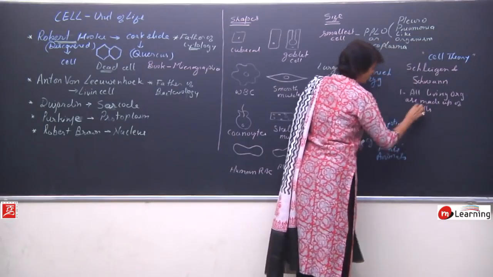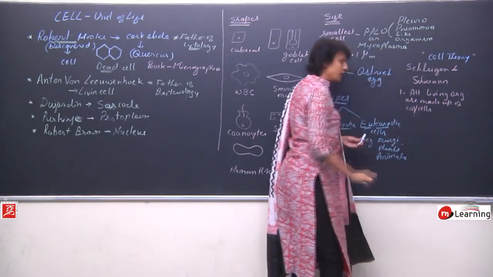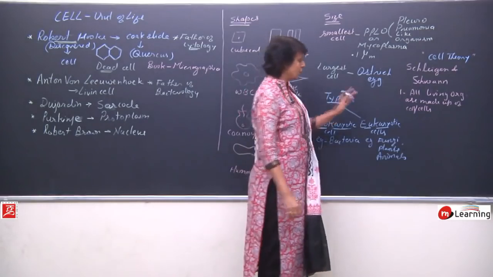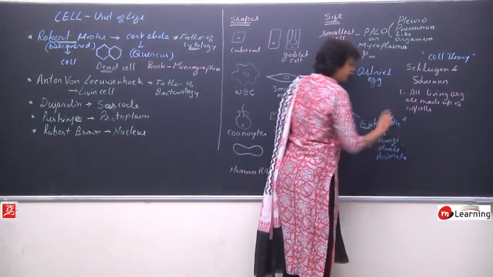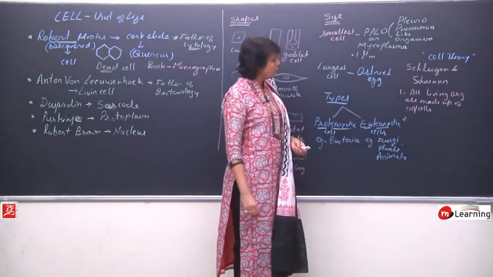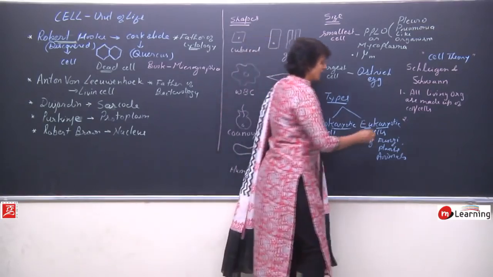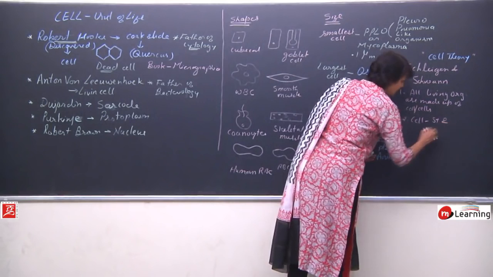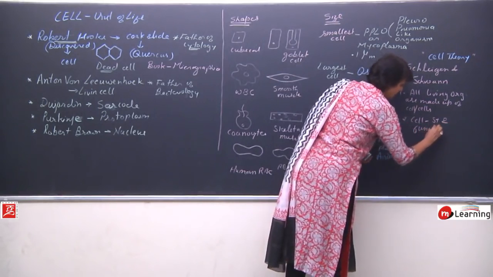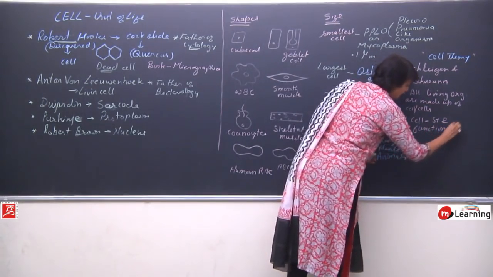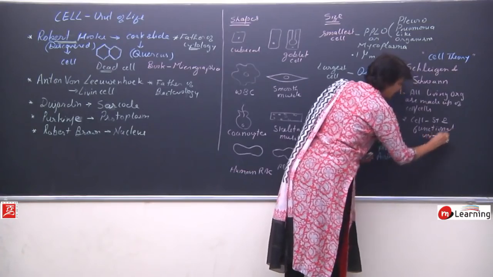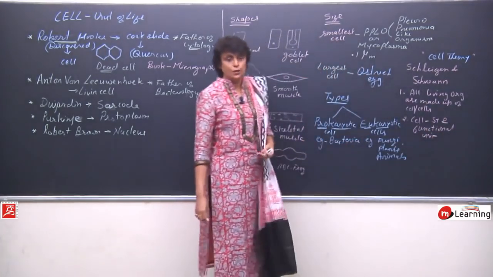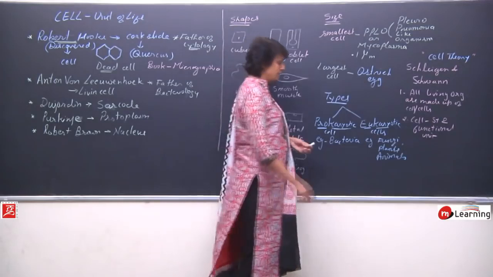It could be cell or cells. So, unicellular as well as multicellular organisms were covered under this point. The second postulate, or second point which was put forth, was that the cell is the structural and functional unit of living organisms.